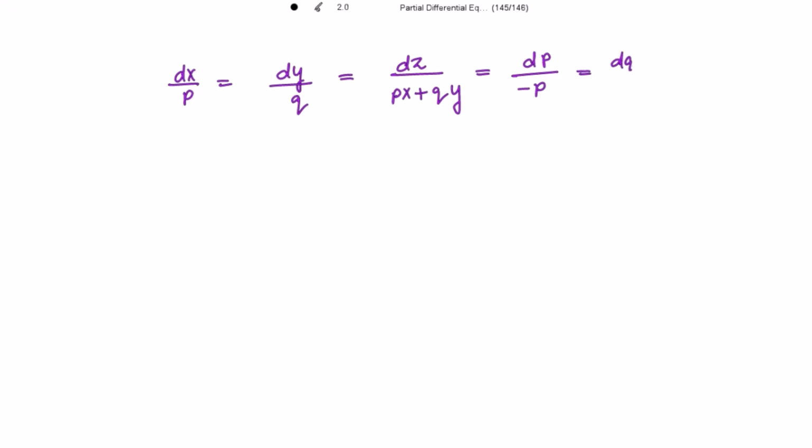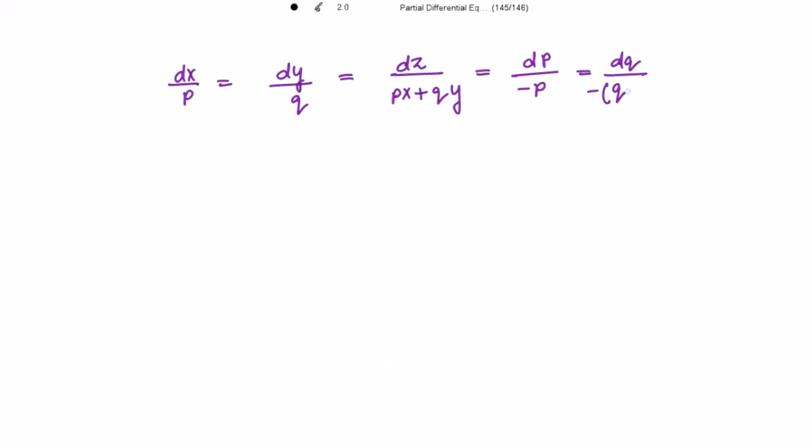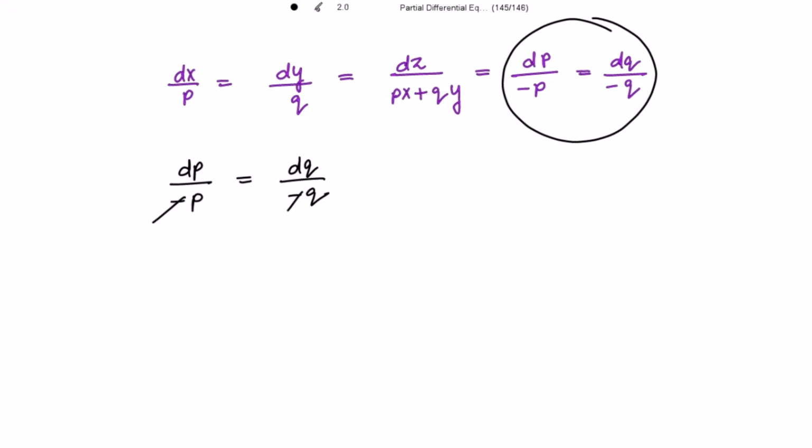And then dq divided by negative of fy. fy is q. Plus q times fz. fz is 0. So it is negative q only. And now I am going to choose a ratio so that I can get the value of p and q. So let me choose the last two ratios. Cancelling this negative sign and then integrating both the sides.